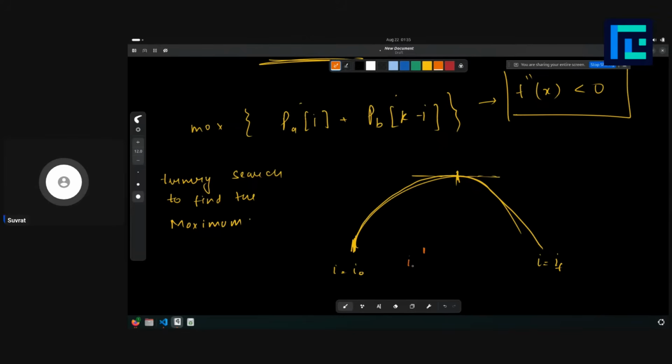Here it would be i naught plus (i f minus i naught) upon 3, and here it would be i naught plus 2 upon 3 times (i f minus i naught). Basically I have divided this region into 3 equal parts, and then I can find the value of the function at these 2 points. Since this value is smaller than this value, I know that my maxima must be somewhere here.